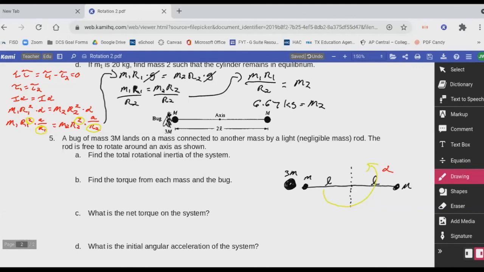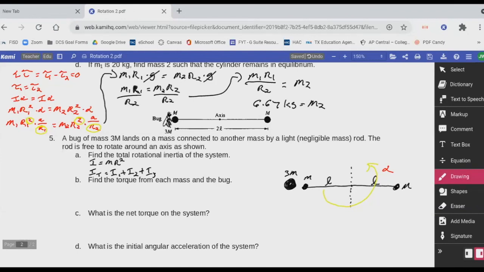Now that we have an understanding of what's going on, let's take a look at the questions and see if we can answer these right away. Find the total rotational inertia of the system. We know that I equals mr squared. That's the formula we're going to use. The total inertia is I total equals I1 plus I2 plus I3. There are 3 masses here, and we look at mass times radius squared.